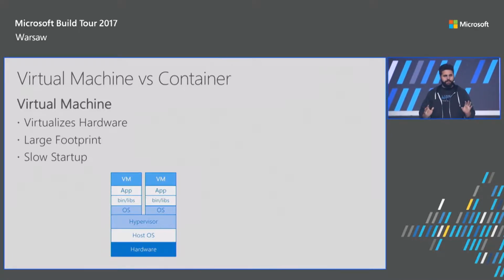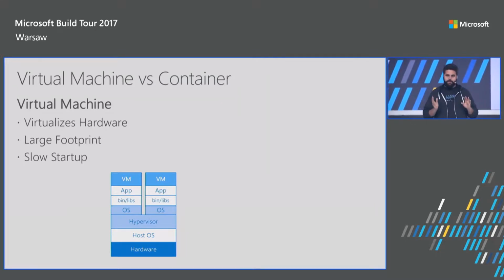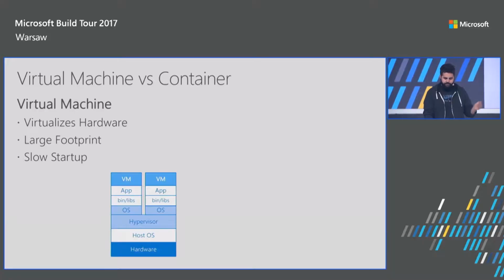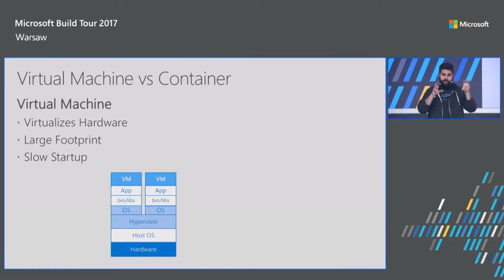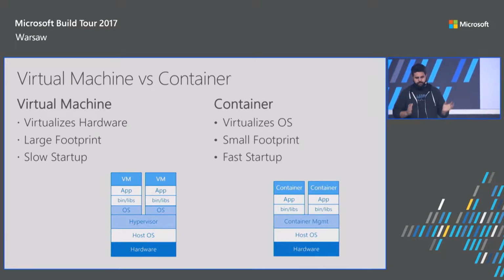The other differences between VMs and containers are that a VM basically virtualizes hardware. So each virtual machine is an OS, and it seems like it's running on its own hardware, but it's just shared across all the VMs. So you have the hardware, the host OS, the hypervisor, and then the VMs with their OS inside of it. It's usually slow to start up, but you have everything you need inside of it.